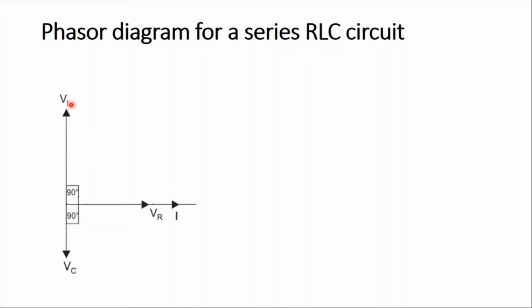And since the voltage of an inductor leads the current by 90 degrees, I'm going to show the voltage of the inductor in the positive direction of the y-axis. On the other hand, the voltage of the capacitor is going to be in the negative direction of the y-axis. Why? Because the voltage of the capacitor lags the current by 90 degrees.